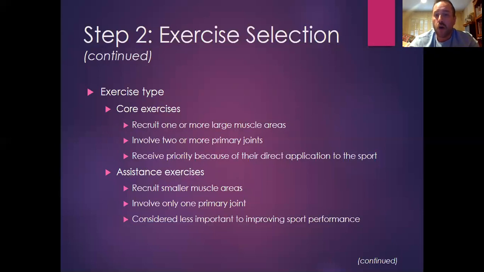Okay, so you work all those big pieces first, and then we move into what we call the assistance exercises. So they recruit smaller muscle areas. They only include one joint. So that's going to be your triceps, your bicep curls, your knee extensions, knee flexions, all those little accessory exercises, where we start to isolate certain areas, those need to be secondary. Okay. Your core needs to take precedence, then we go into those assistants.